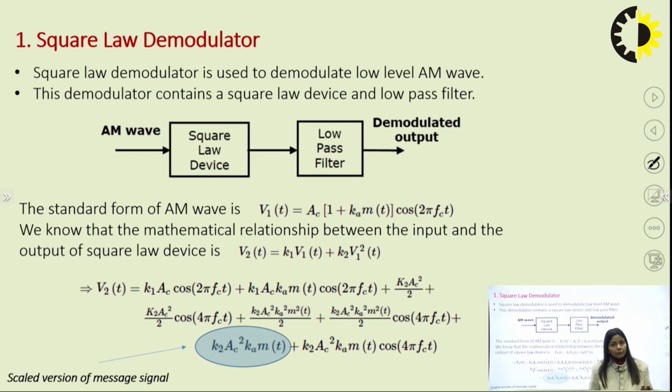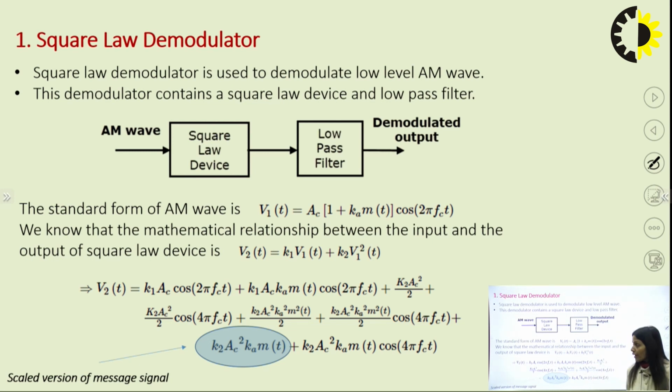So first of all, the amplitude modulated wave which we have received after passing through the environment, the receiver will first square it and then filter only low pass frequencies, because my original signal was a very low frequency signal and I want to recover that only. So I need to put a low pass filter into my demodulator circuit. So the standard AM wave, we know, is Ac (1 + Ka m(t)) cos 2 pi fc t or cos omega c t. Now we are going to pass it through the square law device.